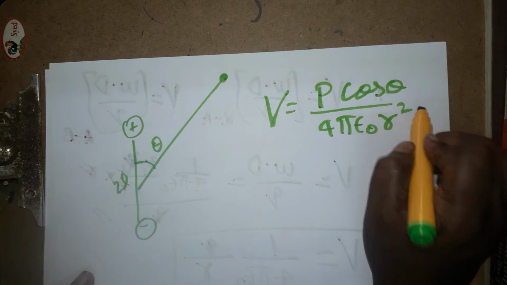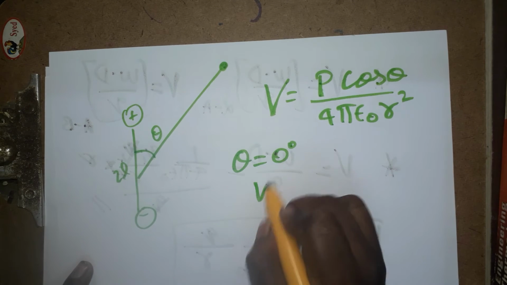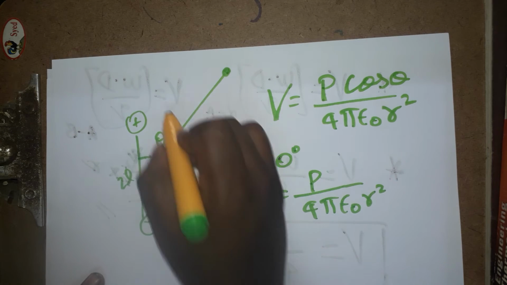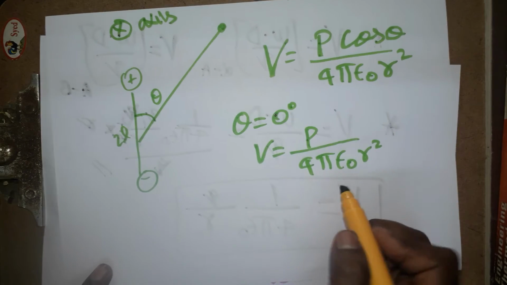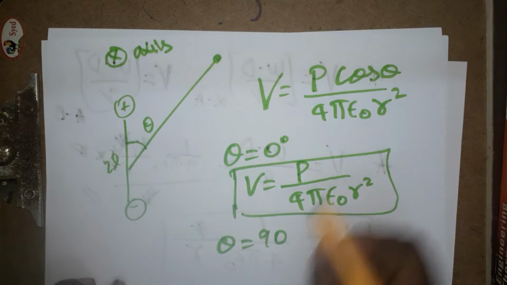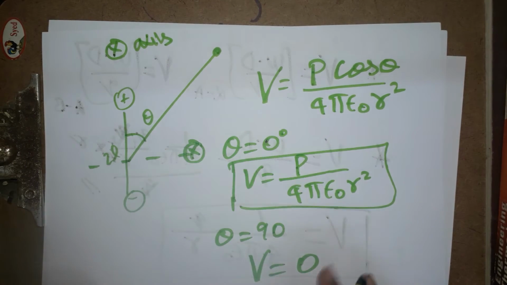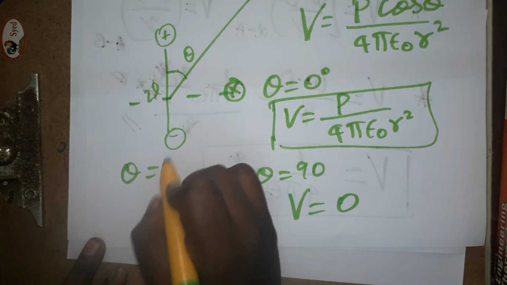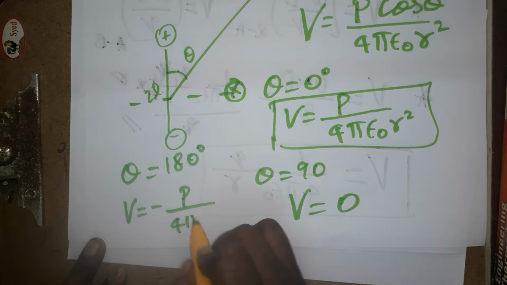It's not specified. When theta is equal to 0 degree, cos 0 will be 1, so V is equal to p divided by 4 pi epsilon naught r square. When theta is 0 degree, it's the axial line of this dipole. When theta is equal to 90 degree, cos 90 will be 0, so voltage is going to be 0. It becomes the equatorial line, perpendicular to the dipole, where the answer will be 0. In the same way, when theta is equal to 180 degree, V is going to be negative p divided by 4 pi epsilon naught r square.